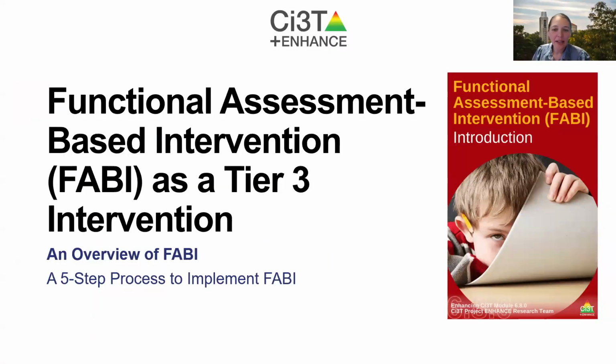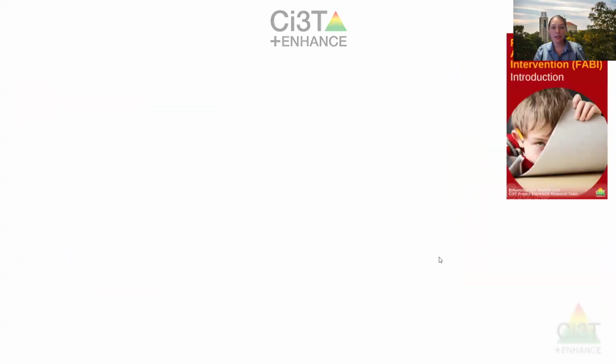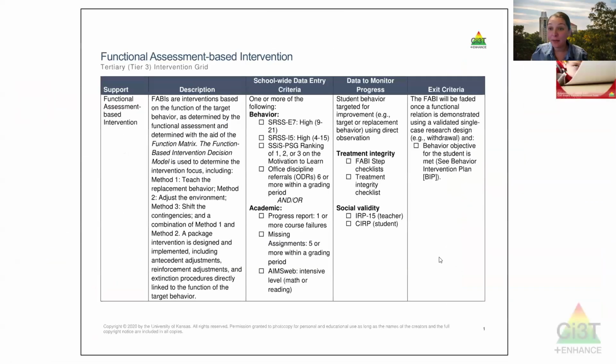All right. So in this next section, we are going to start with an overview of functional assessment-based intervention. And like Kathleen shared, our hope is that we're able to share at a high level what the 5 steps of this approach are, what this looks like, and see if it might be a good fit for you and something you're interested in learning more about. So when we think about functional assessment-based intervention, it is a tier 3 support. So it is going to be found in your intervention grid. If you are a school that uses Ci3T, you'd scroll all the way to the bottom until you get to those intervention grids, and you'll see something that looks like this.